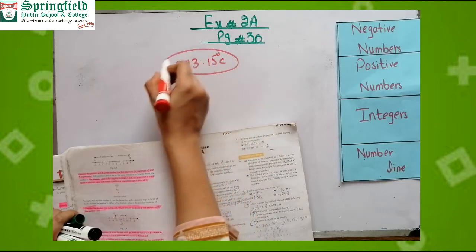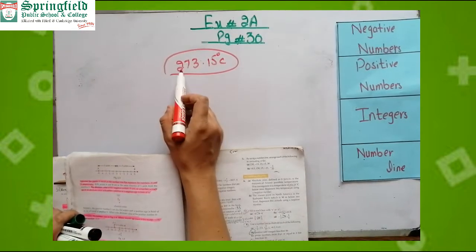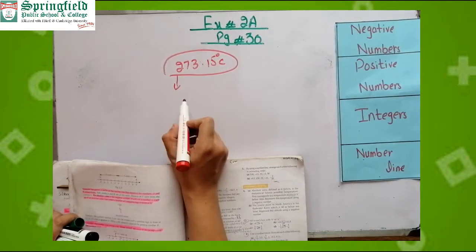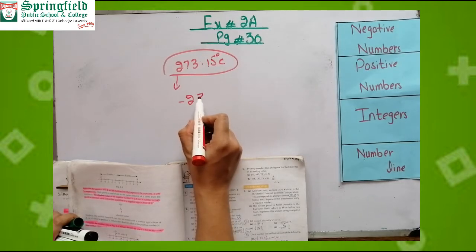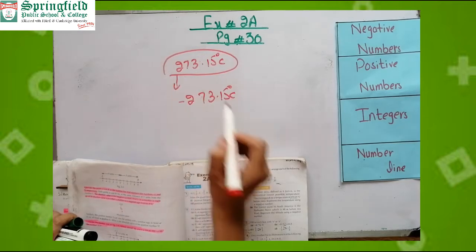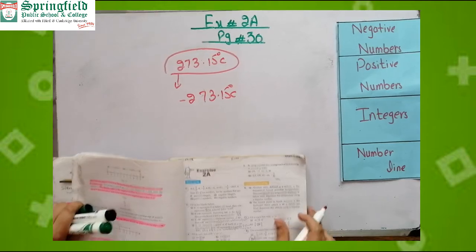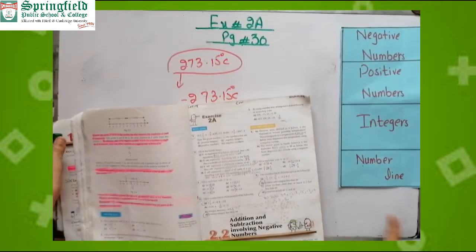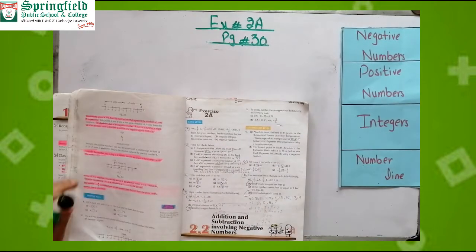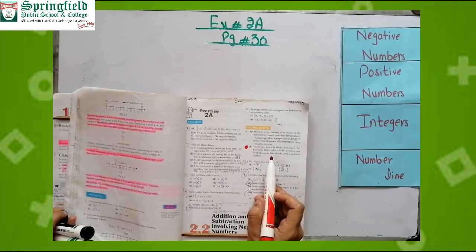So represent this temperature using a negative number. So what will be the negative number of this positive number? As we already did in the practice questions, this is the positive number, so how can we write the negative number of this number? So the negative number means -273. This is the negative temperature of positive 273.15 degrees centigrade. Understood? Okay, and the next part is the lowest point.